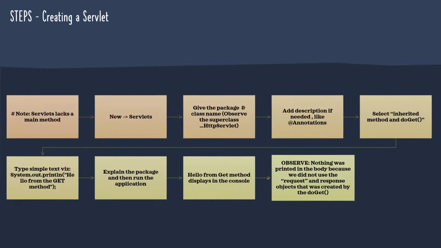Fine. So please note, a servlet lacks a main method. It's a Java file, an extension of your Java class file, but it lacks a main method. All right. So if it lacks a main method, that means we only have to extend some stuff to make it a servlet. That's it. And now we go and click on File, New, Servlet. Now give this a name, and add a description if needed, just like annotations. Now select this inherited method.